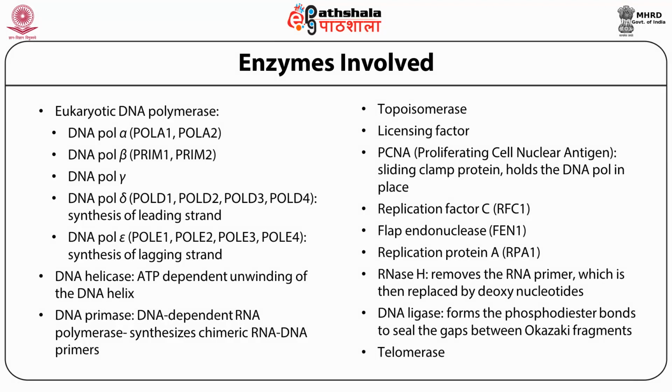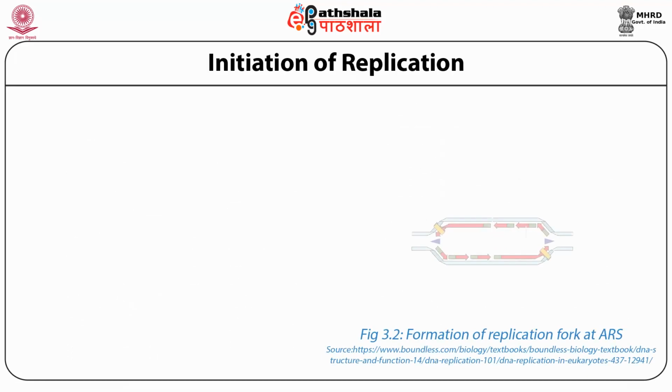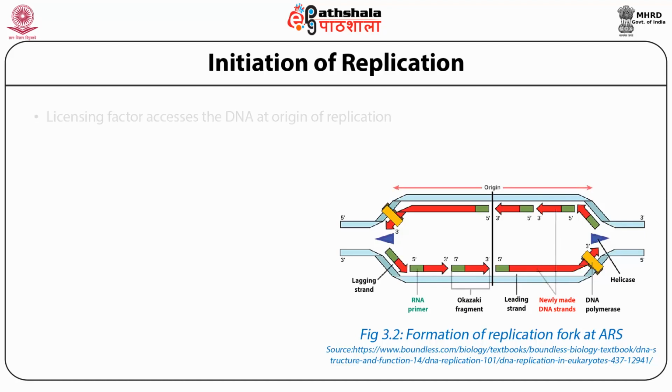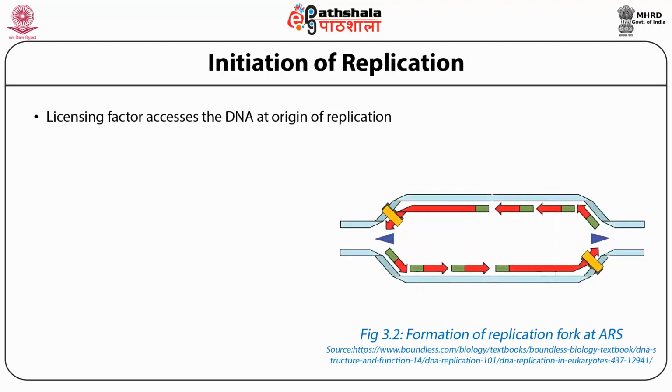Here is a snapshot showing the summary of all the enzymes and their corresponding functions involved in the eukaryotic DNA replication machinery. Let's begin with understanding each step of DNA replication in eukaryotes in detail. Replication in eukaryotes also begins with triggering of the initiation complex. When the licensing factor accesses the DNA at the origin of replication after disintegration of the nuclear envelope, that marks the initiation of DNA replication.